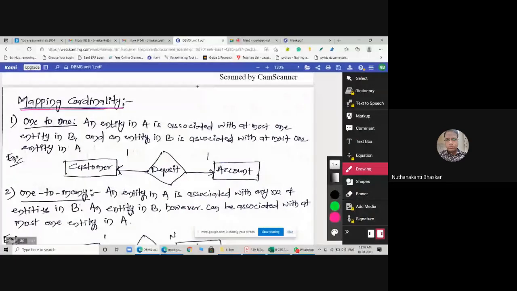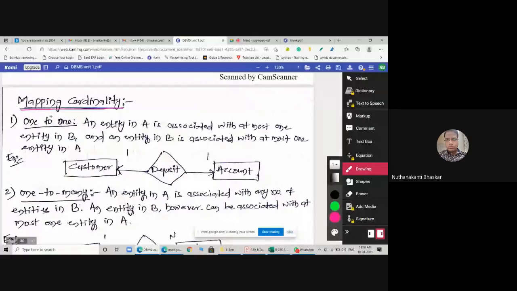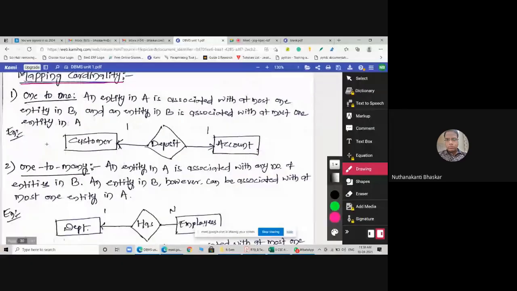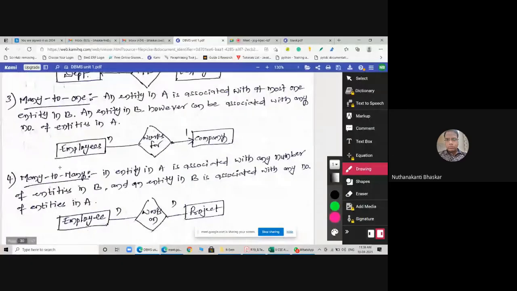Now, mapping cardinality is nothing but when we are associating one entity to another entity, one entity set to another entity set, then out of that, you have to identify whether all entities of that entity set are participating or only one entity is going to participate. Generally we have four types of cardinality. Please listen carefully. For mapping cardinality, four types are there: one to one, one to many, many to one, many to many. One by one we will go like that.